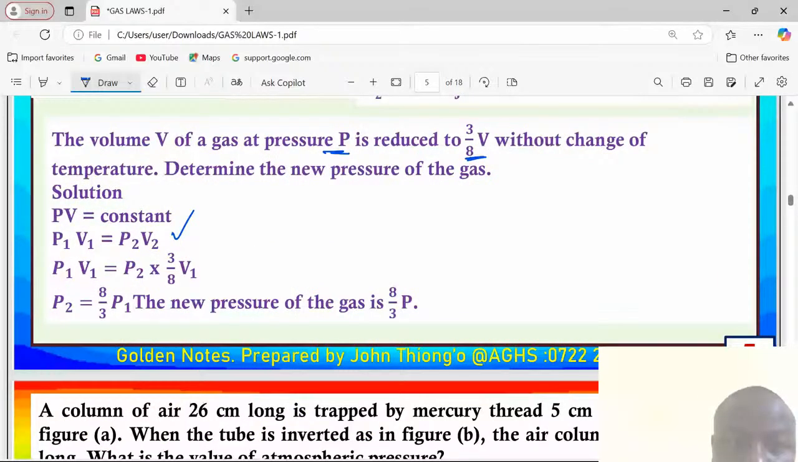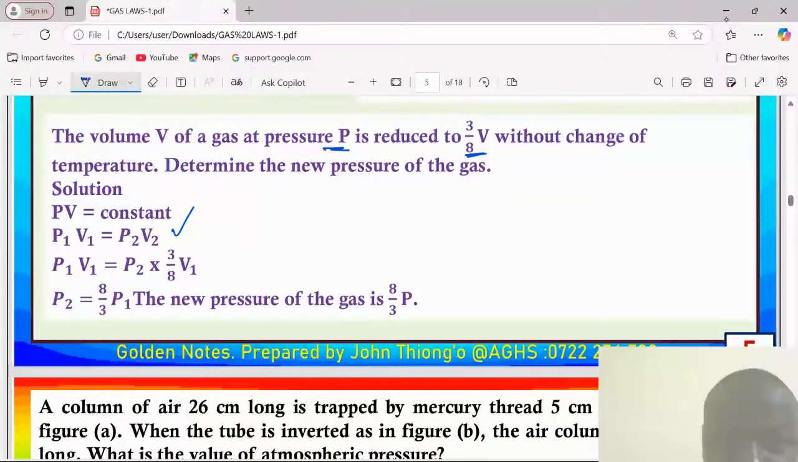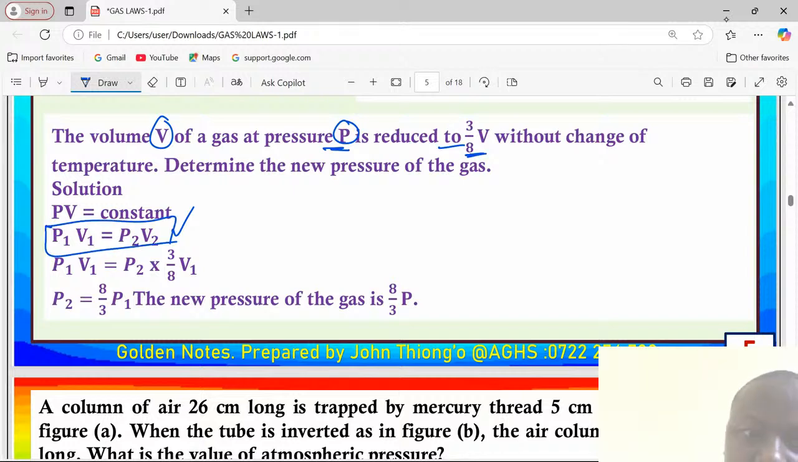Remember, now pressure 1 equals P. Volume 1 equals V. And we have the volume 2 given as 3 by 8 of the original V. In other words, in this equation, if we are to substitute, we will just have PV equals unknown P2 times the new volume 3 over 8 V. So how do we remain with this pressure 2?